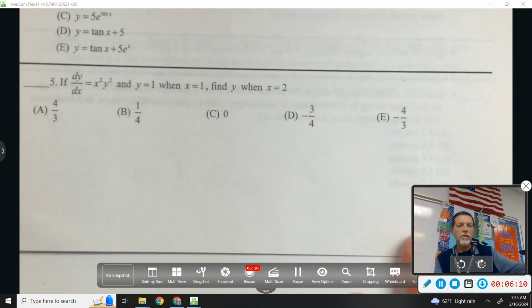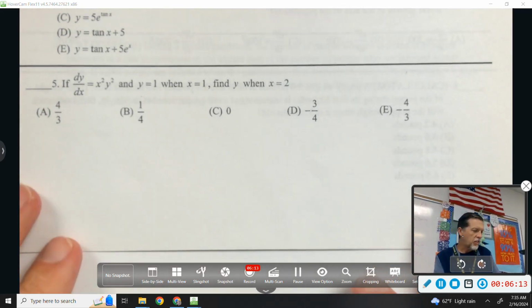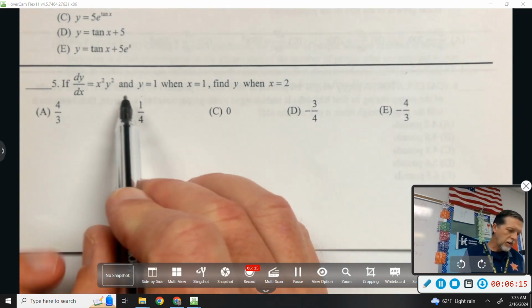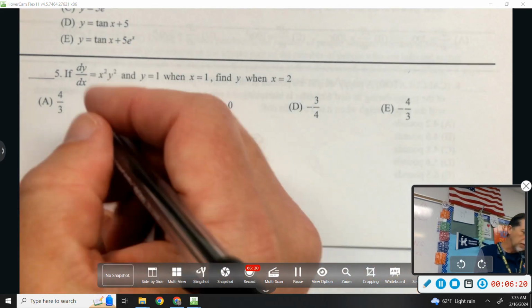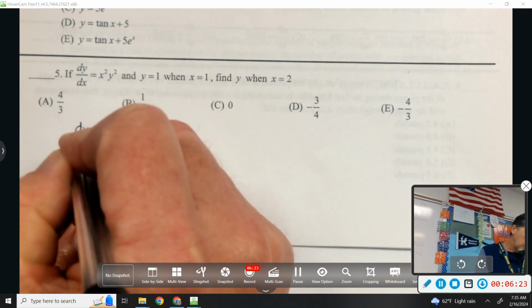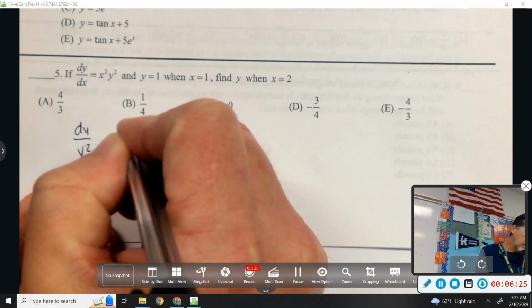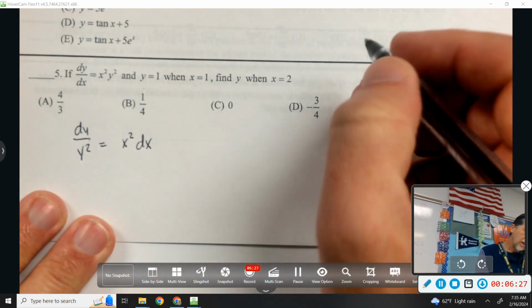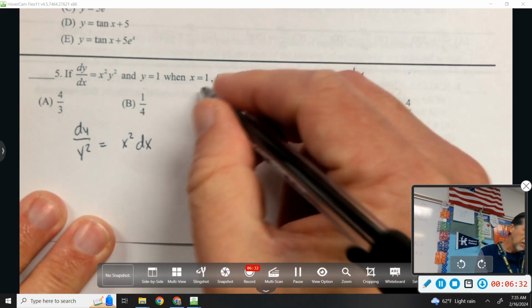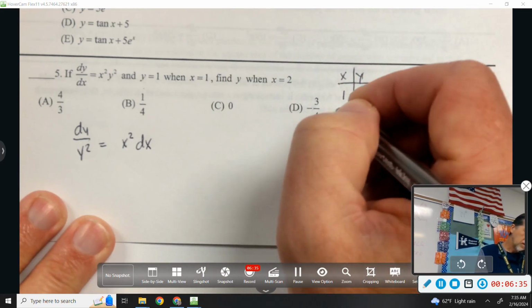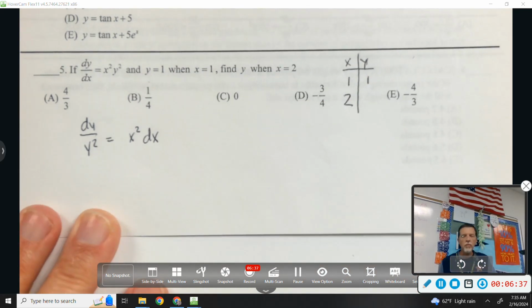Number 5. If the derivative equals x squared y squared, y equals 1, find y when x equals 2. Okay, this is kind of the same type problem. So dy over y squared equals x squared dx. Again, I don't know that you have to put it as a table, but maybe it helps. So the point (0, 1) we know will help us find c. And then once we find c, we'll plug in 2 for x to figure out what y is.